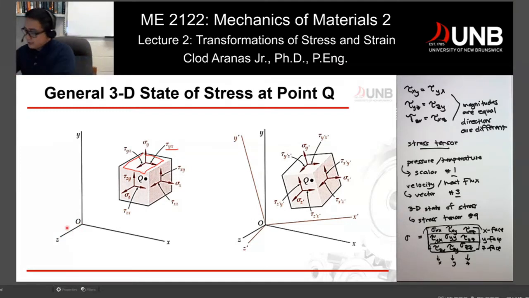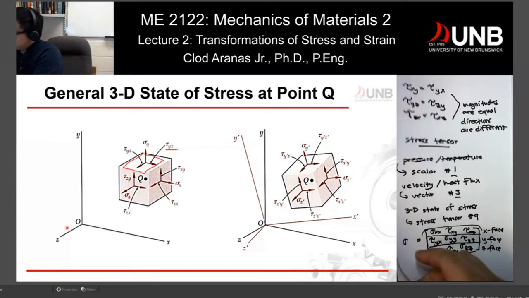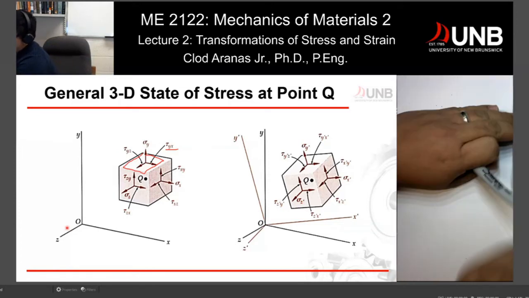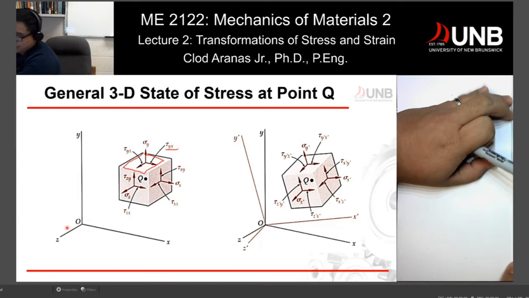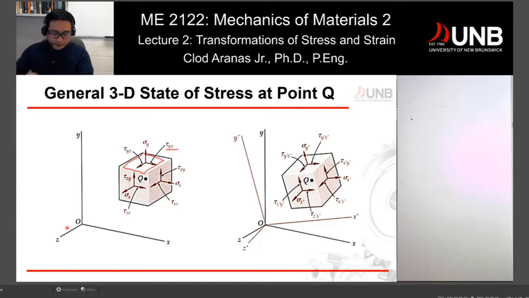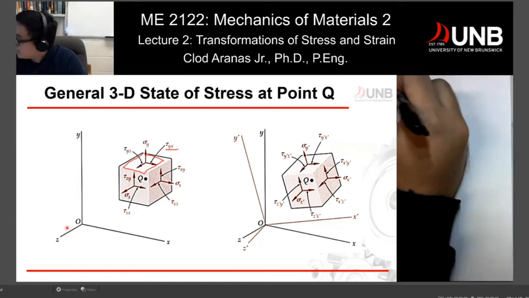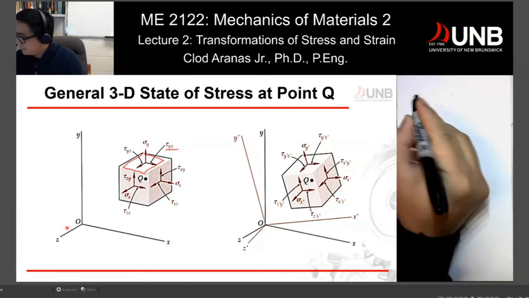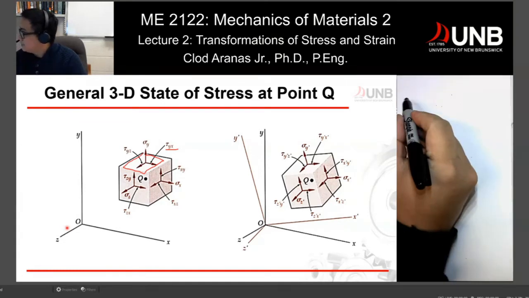So in this particular case, I'm going to turn it again. So now we are going to plane stress. Okay, sorry, just checking if you can see it or not. Okay.